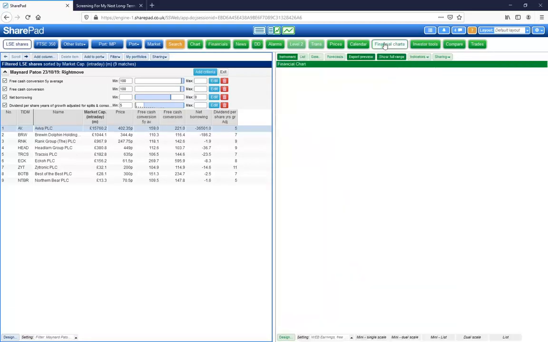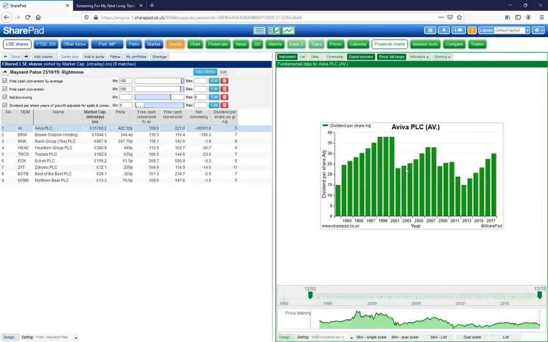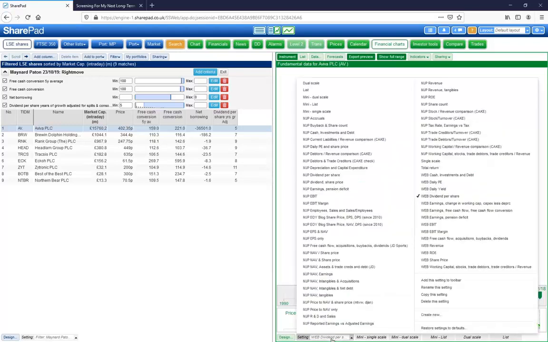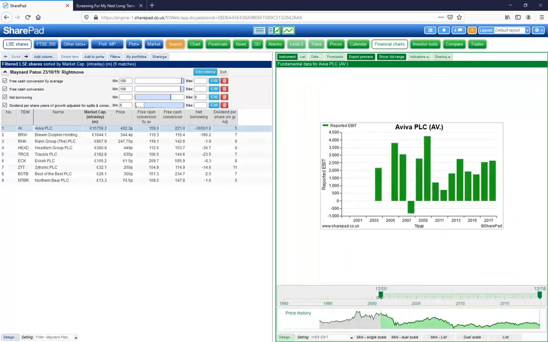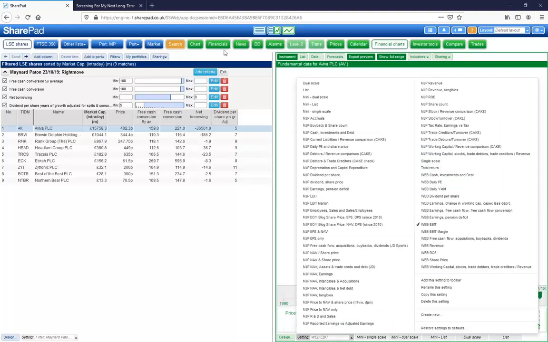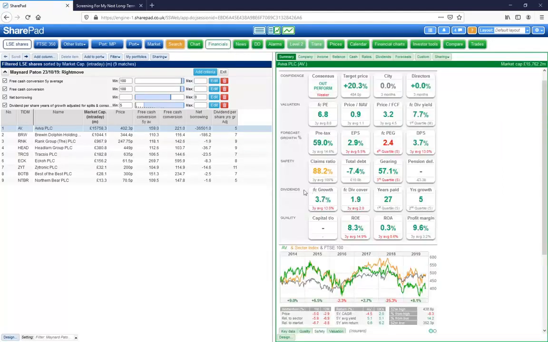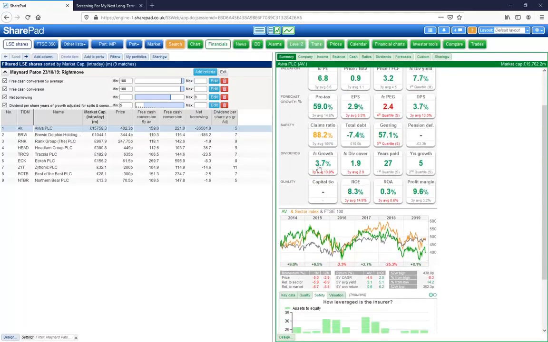We can look at the financial charts. Let's look at dividend. Dividend's been up and down, so you're not going to get much predictability. Presumably this would be a value share at some point. You would hold it when it looks cheap and sell when it looks fair value. The earnings, look at the earnings, up and down. So it's not very predictable. You would look at the yield, and the yield is not shown.